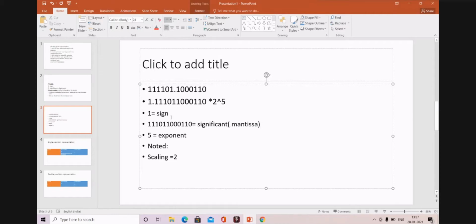All right, so if we take an example, sign is 1, exponent is 5, and the remaining significant bits are your mantissa. All right, so this is how we are going to represent your floating point numbers.